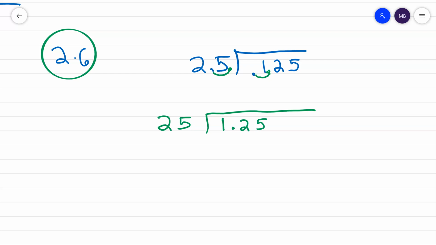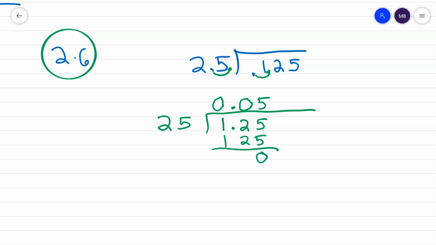Remember, some people were wanting to multiply by another 100 to get rid of the decimal here in the divisor. And you really don't have to. So we only care about that here. I'm going to put the decimal there in my question, and I'm going to put the decimal there in my answer. So I've got 25 into 1, 0. How about 12? 0. How about 125? 5. 5 times 25 is 125 with 0.